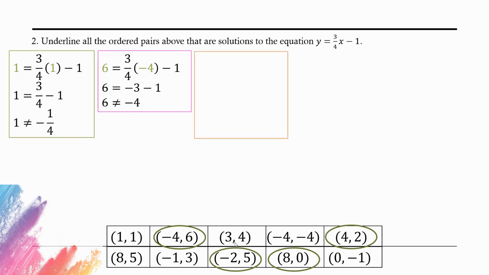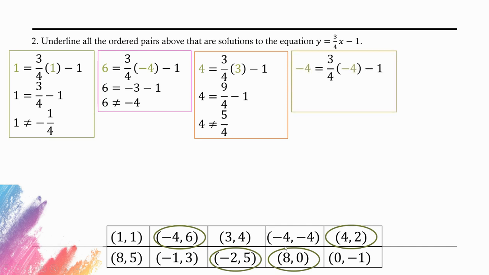Next, we're going to test 3, 4. So 3 in for x, 4 in for y. So 3/4 times 3 would be 9/4. Subtract 1, we get 5/4. That doesn't work out.